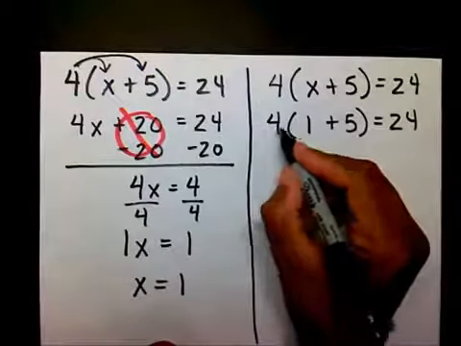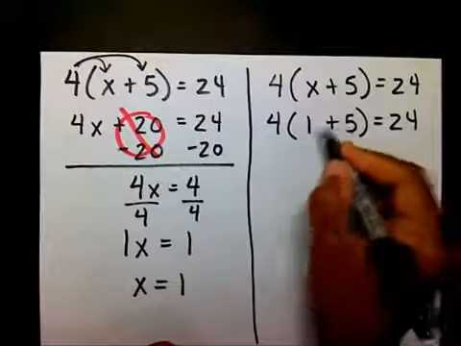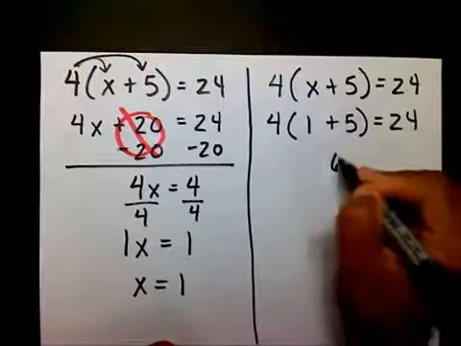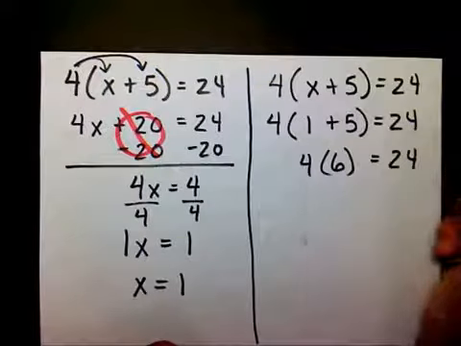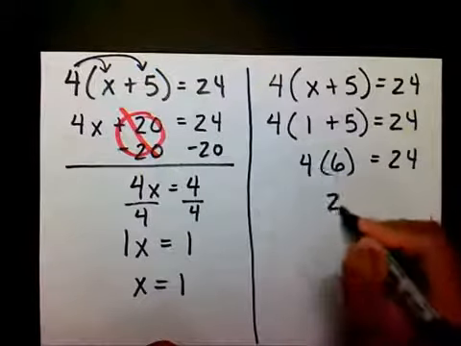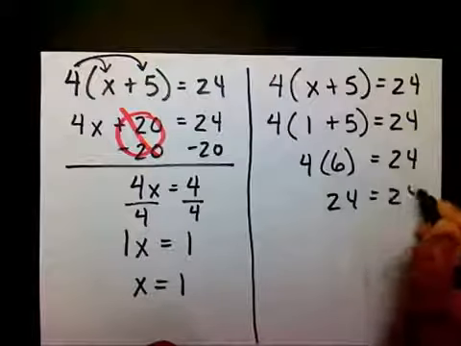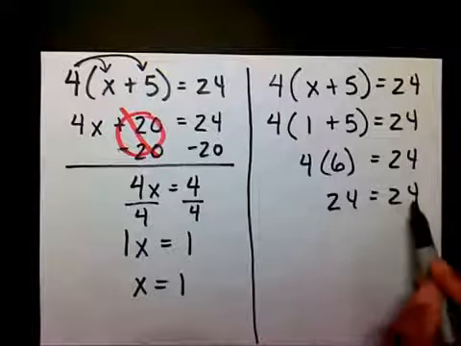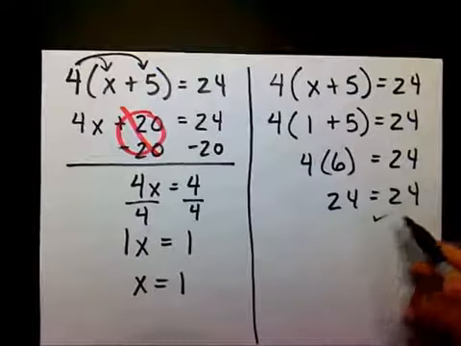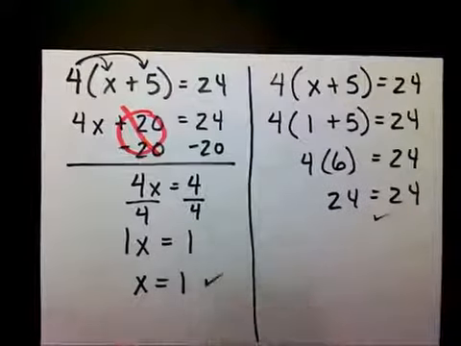I'm going to take care of this first. 1 plus 5 is 6. And bring down everything else. And 4 times 6 is 24. And so since I ended up with 24 on both sides, I know that's correct. And I also know that x equals 1 is correct.